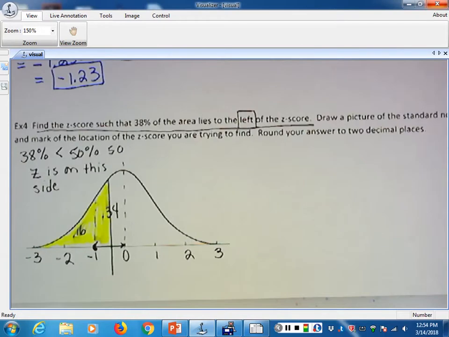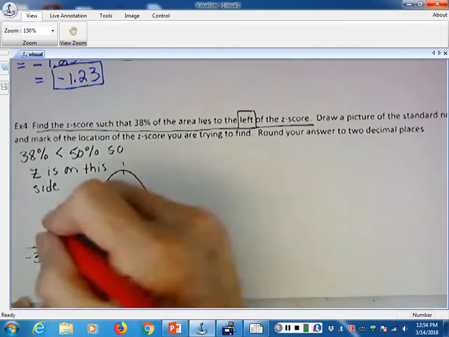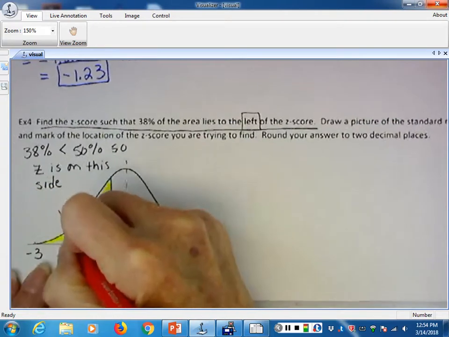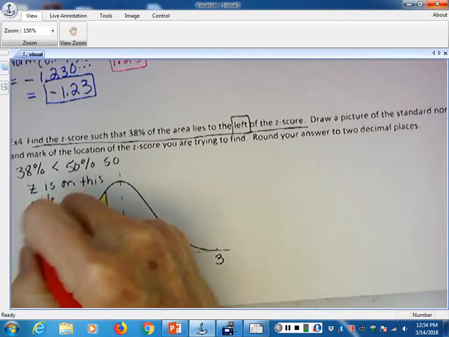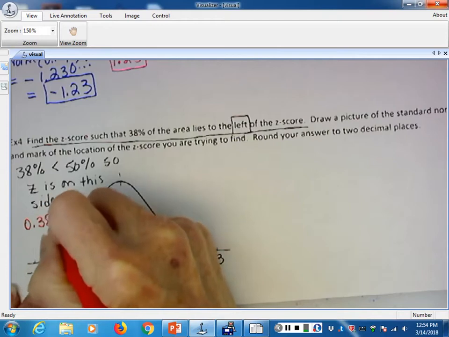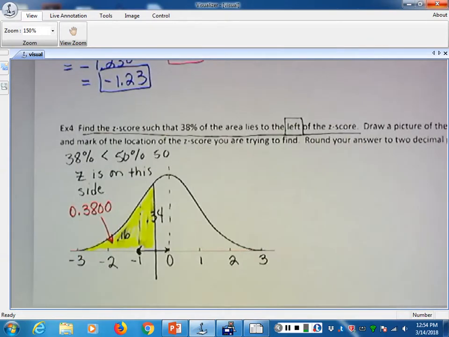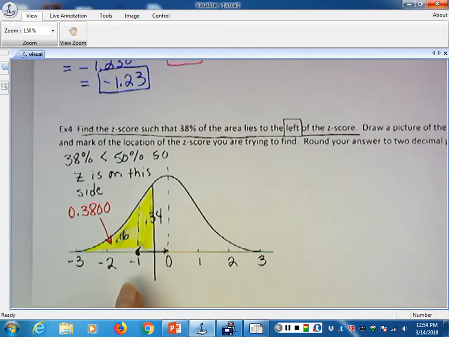So that area that we're given, which is this area right here, that's the area to the left. Now, I don't know that it's exactly -1/2. It might be more like -0.2. I don't know. I just know it's somewhere between 0 and -1.